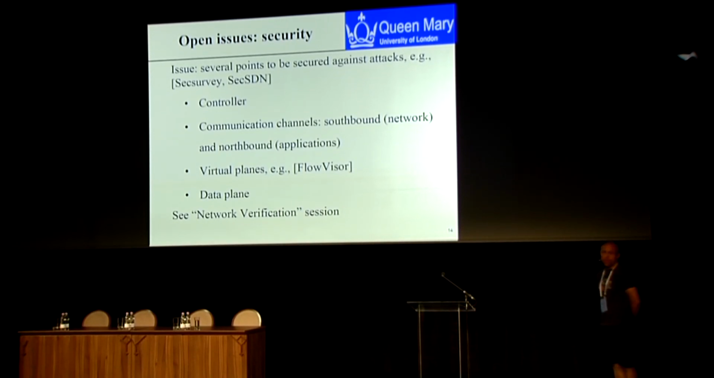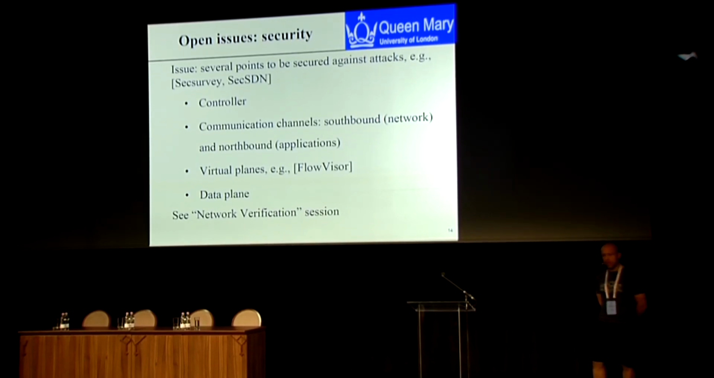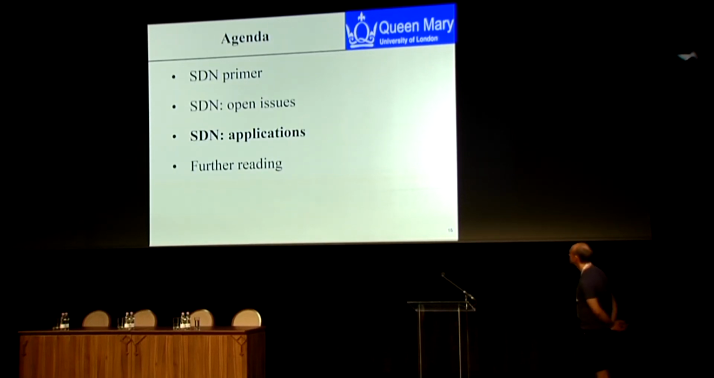But the problem with, of course, yet another hack and doing things with a communication channel is that you have potentially issues with the controller, software bugs, or access to the API. Same for the communication channel, whether that's southbound or northbound. You've got virtualization, so you may have ways to abuse slices and interact between them, and same for the data plane. So the most related thing really is going to be the network verification session that will happen later. But it's, again, verifying rather than fixing security issues at the moment.